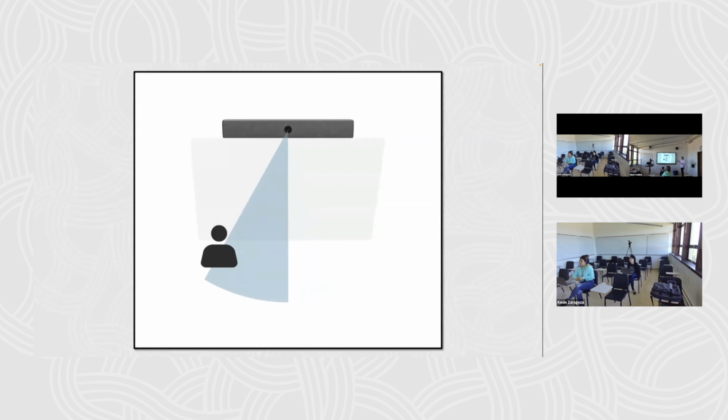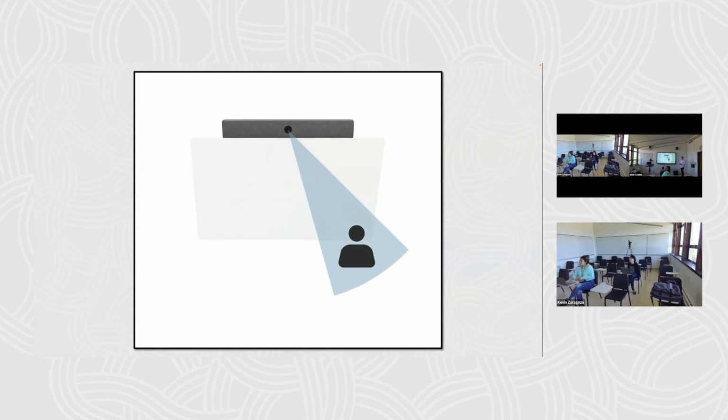And another feature of the Neat Bar is that it can track you. As you move across the room, it'll zoom in, crop the image, and just follow you around.